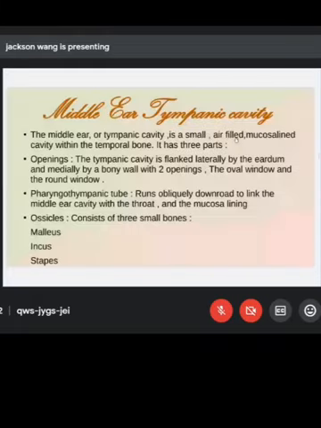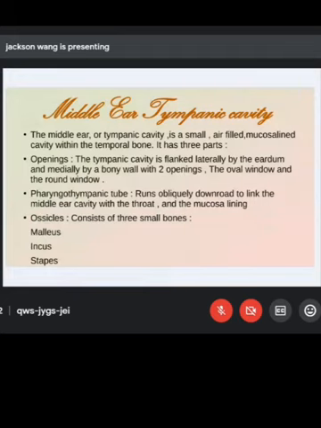Middle ear or tympanic cavity. The middle ear or tympanic cavity is a small air-filled, mucosal-lined cavity within the temporal bone. It has three parts: opening, pharyngotympanic tube, ossicles. The tympanic cavity is flanked laterally by the eardrum, and medially by a bony wall with two openings, the oval window and the round window. The oval window, c'est la fenêtre ovale, et the round window, c'est la fenêtre ronde.